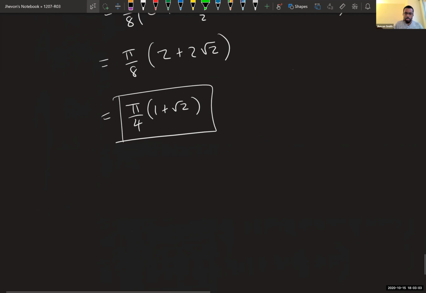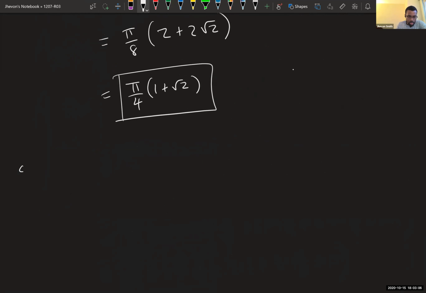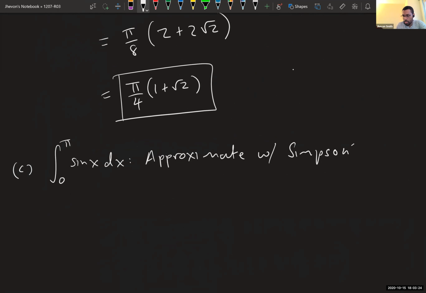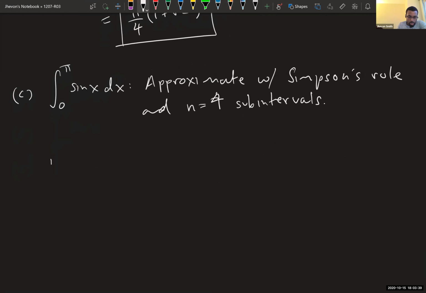So similarly, problem three is going to be very similar. So now if I want to use Simpson's rule, approximate with Simpson's rule, and n equals 4 subintervals. The idea is the same. First, you find your delta x, b minus a over n.